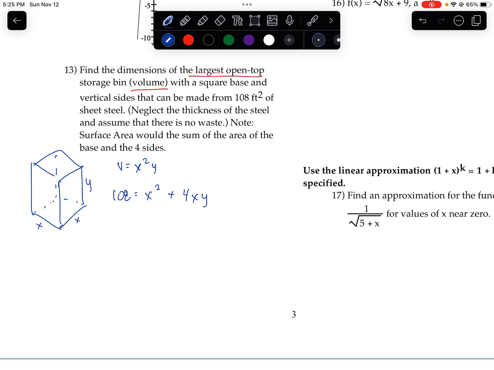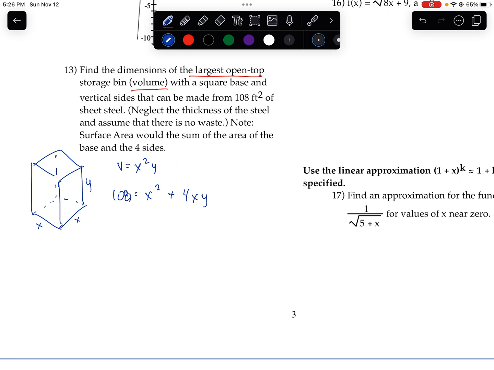And then we are going to solve for, I'm trying to think of a good way to do this. I guess we're just going to solve for y, because that's the only thing I think we really can do.